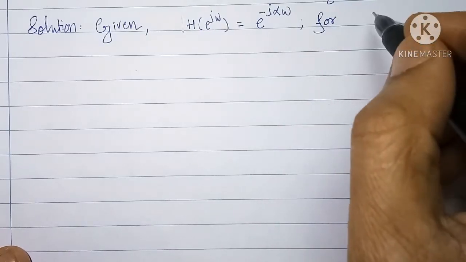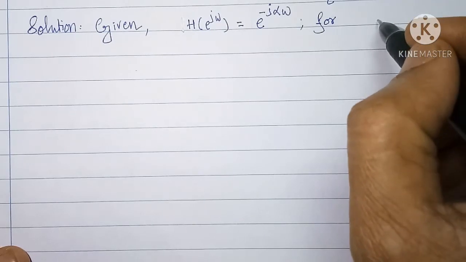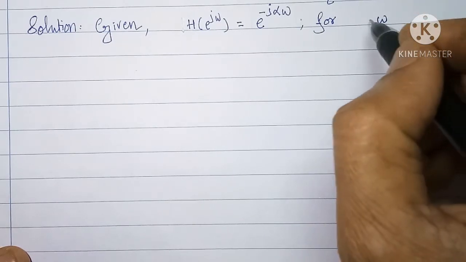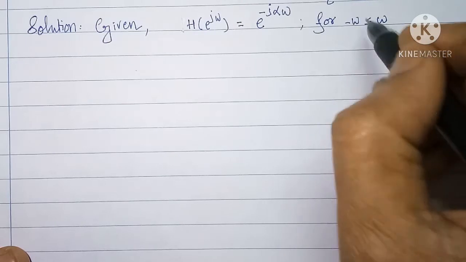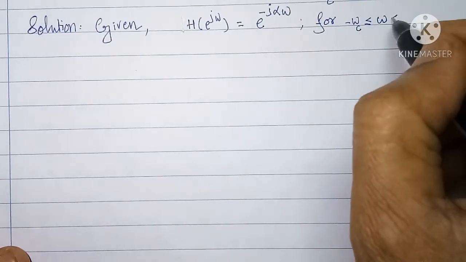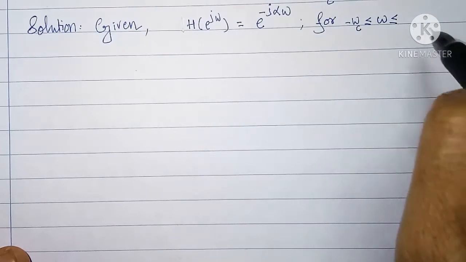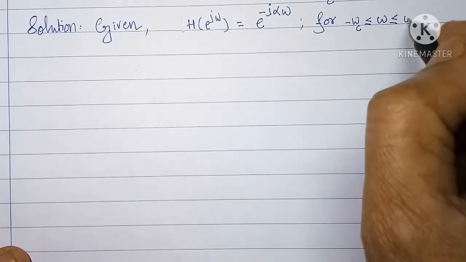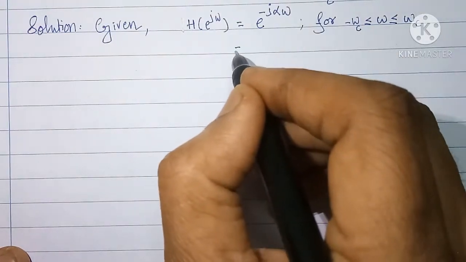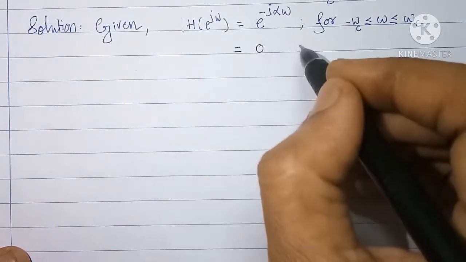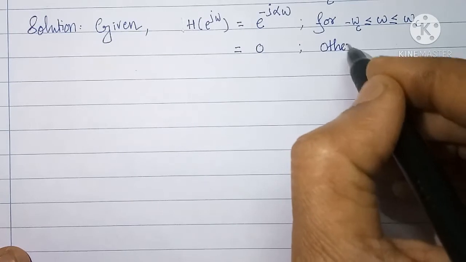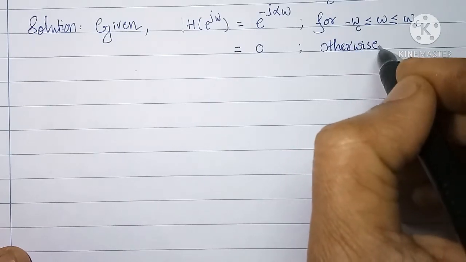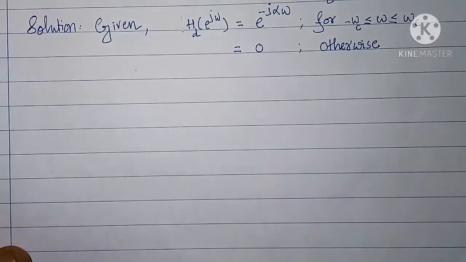For omega greater than or equal to minus omega c and less than or equal to plus omega c, and it is equal to 0 for other frequencies, so we write here otherwise. We can call it as HD here. So write it here now.